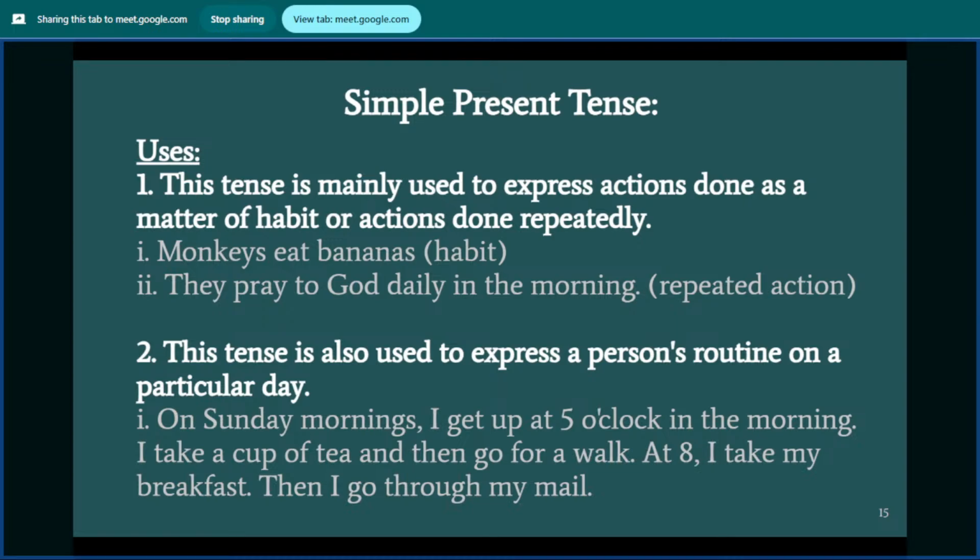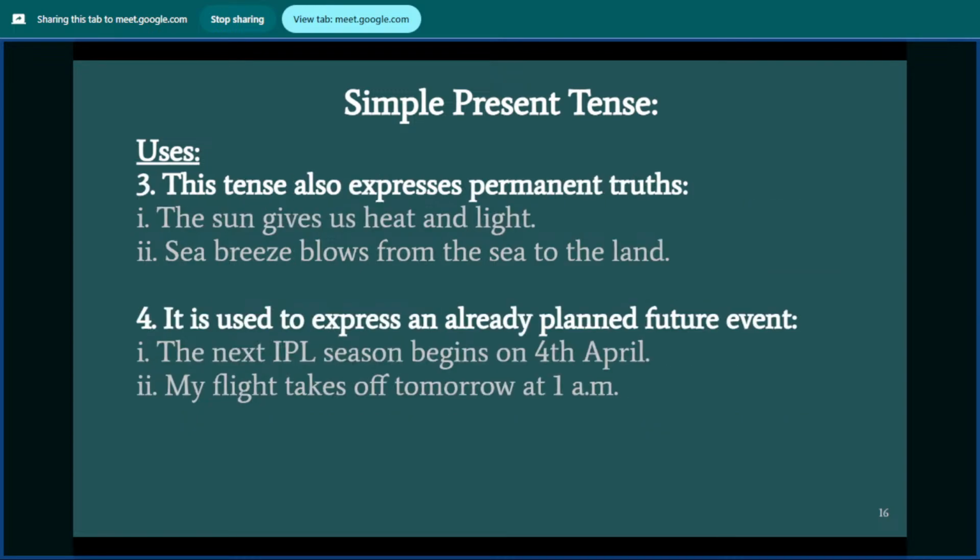Then we also use it to talk about permanent truths. Permanent truths, it's nothing but the things that we cannot change. For example, if I say sun rises from the east, can I change that? No. So it's a permanent truth. Same way, sea breeze blows from the sea to the land. I cannot change that. It's a permanent truth.